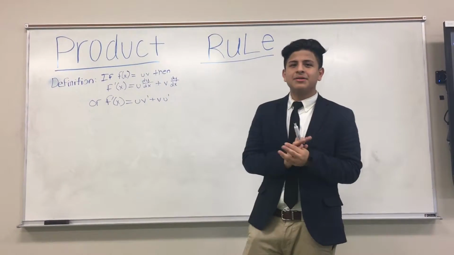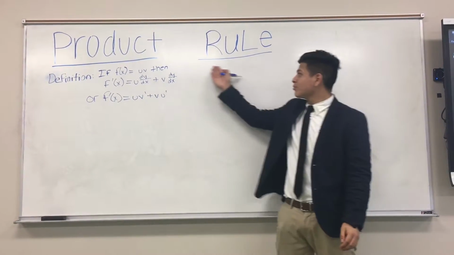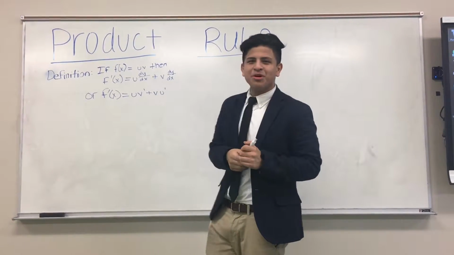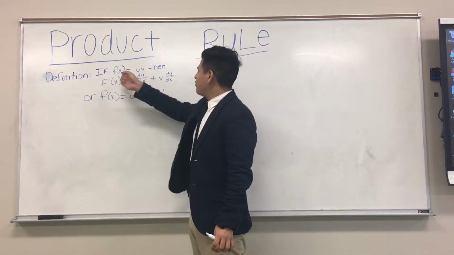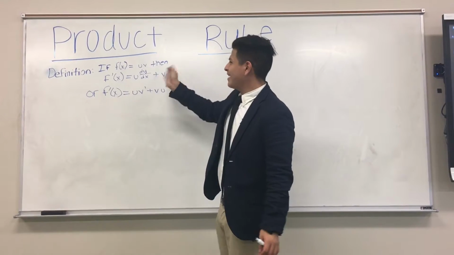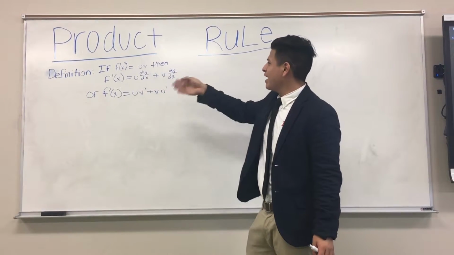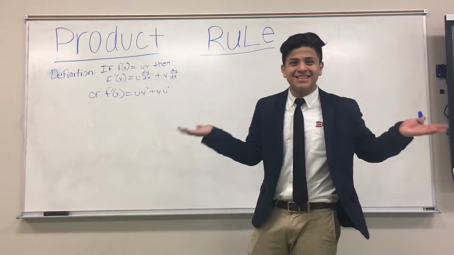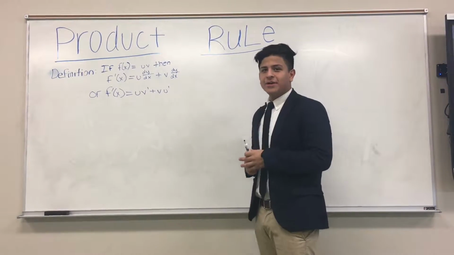Alright, good afternoon class. Today we're going to be learning about the product rule. And if you can see right here, the book definition for the product rule is: if f of x equals uv, then f prime of x equals u dv/dx plus v du/dx. And I know what you guys are thinking, what the heck is that? Well, let me explain it to you guys, alright?